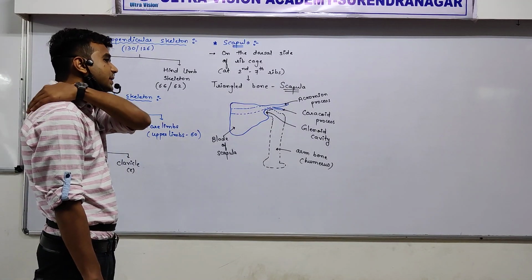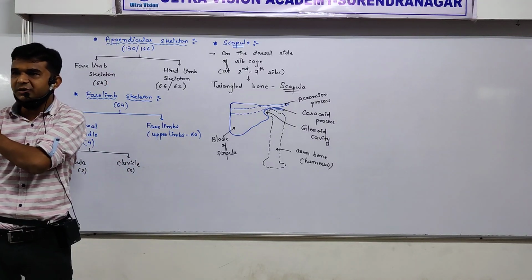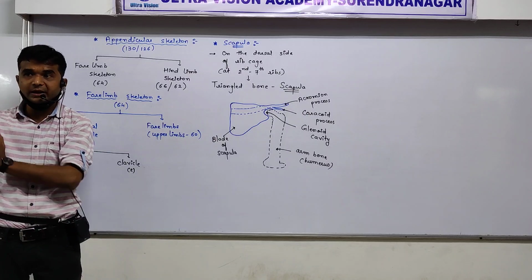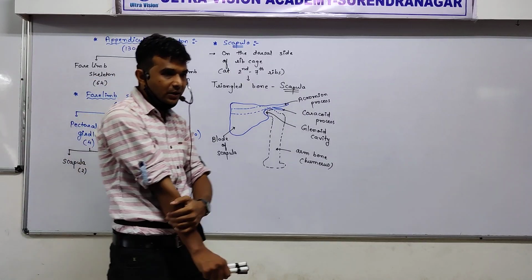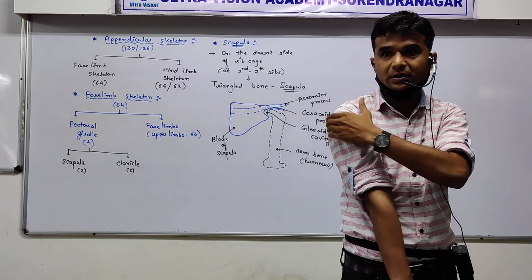The scapula is here and scapula is very narrow. I will show you later, and we have the triangular deltoid muscle here.